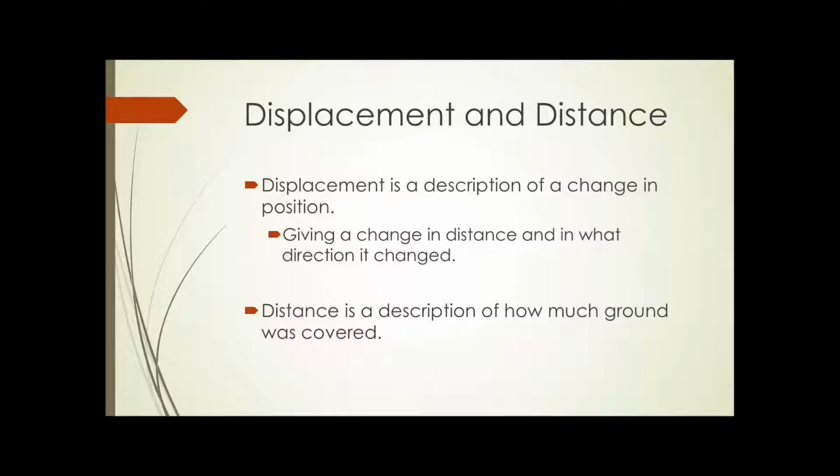So we do have these things called displacement and distance. It's a way that we can describe motion. Displacement is a description of a change in position, which is giving a change in distance and in which direction it's changed, whereas distance is just a description of how much ground was covered.